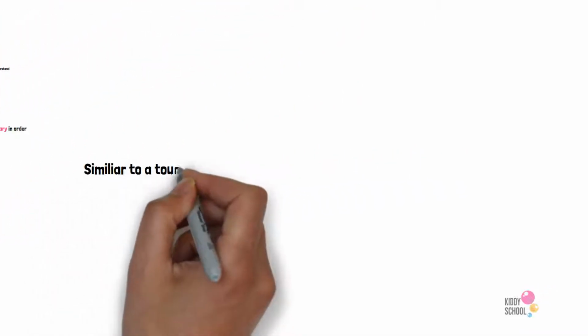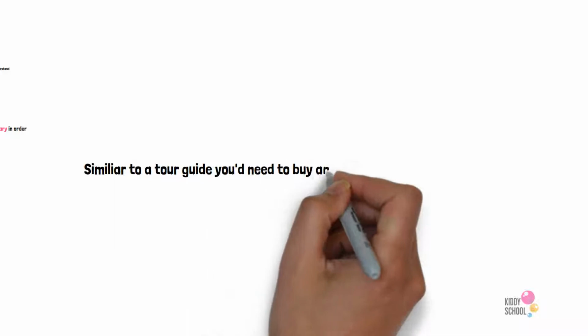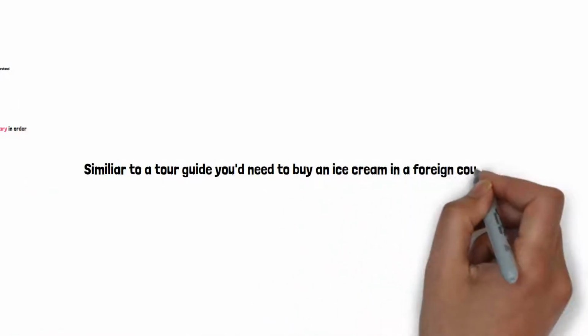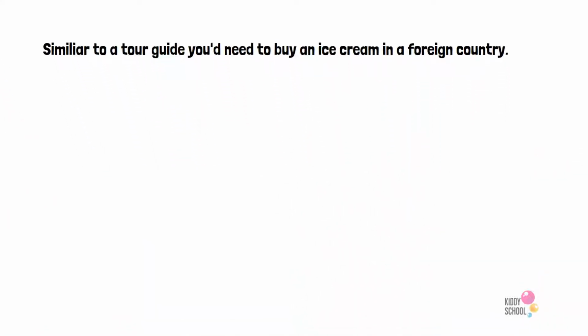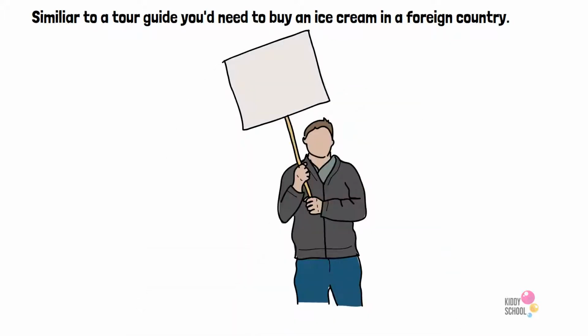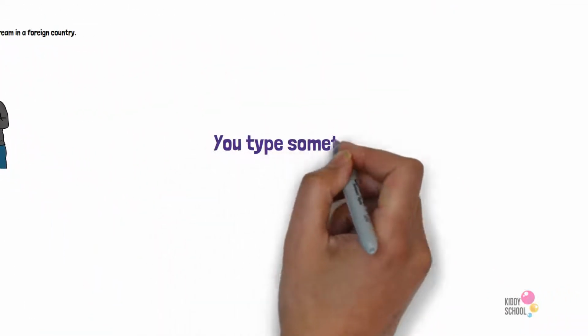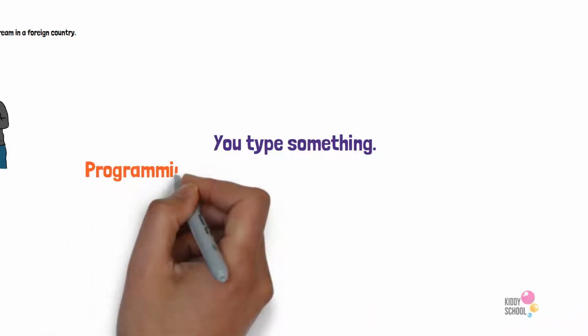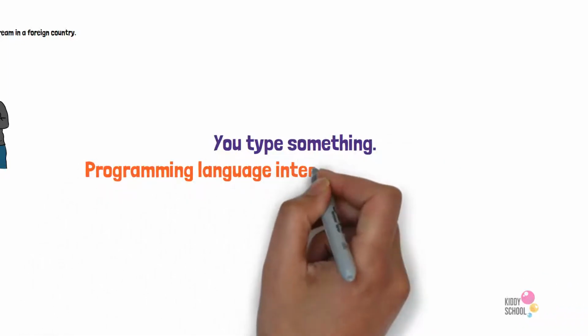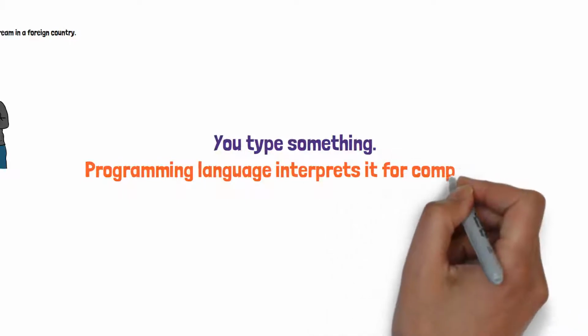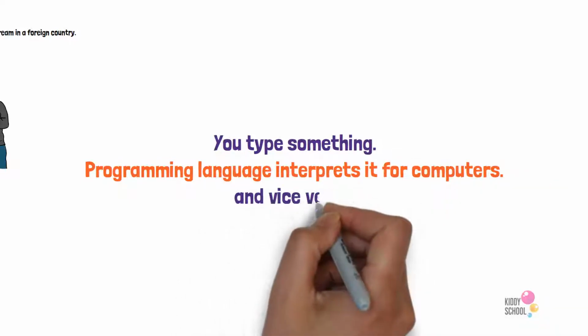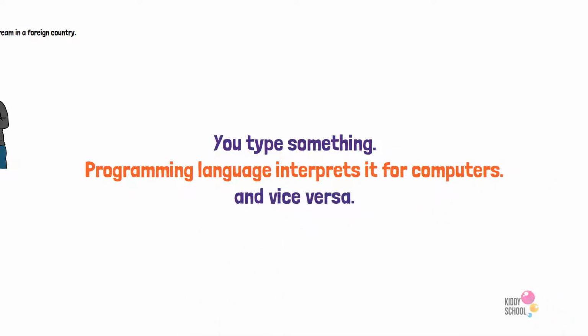Similar to a tour guide when you would need to buy an ice cream in a foreign country. You type something. Programming language interprets it for computers and vice versa.